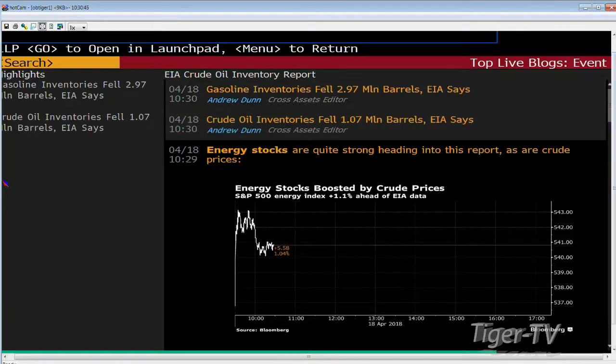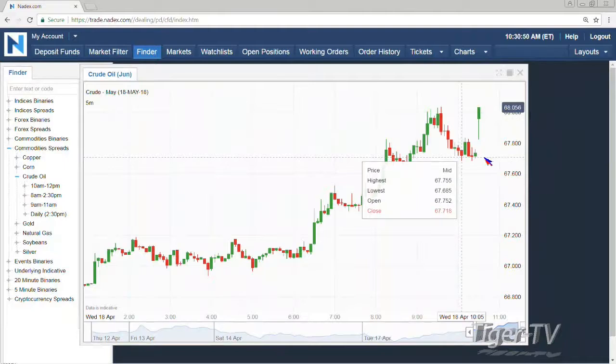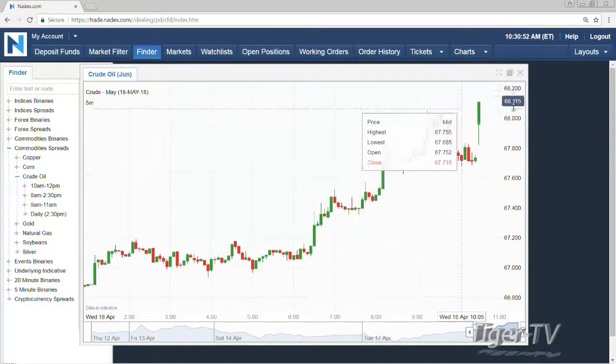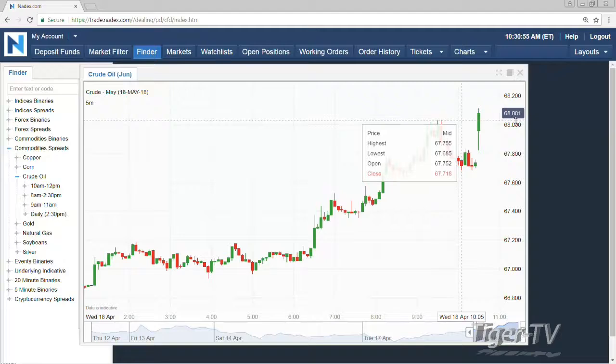Let's check back to the NADEX platform and check in on the market. We got a spike higher initially, and it seems like that's carrying. We were trading at 67.75 prior to that number coming in. Currently trading about, I can't even keep up, 68.10, call it.